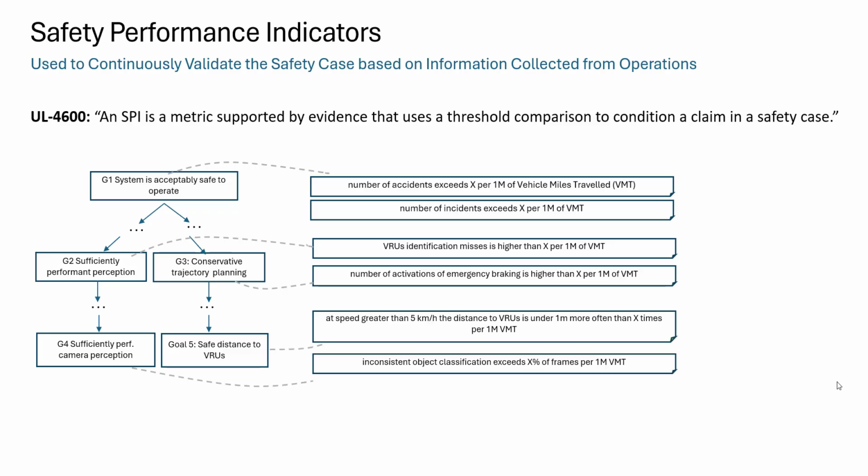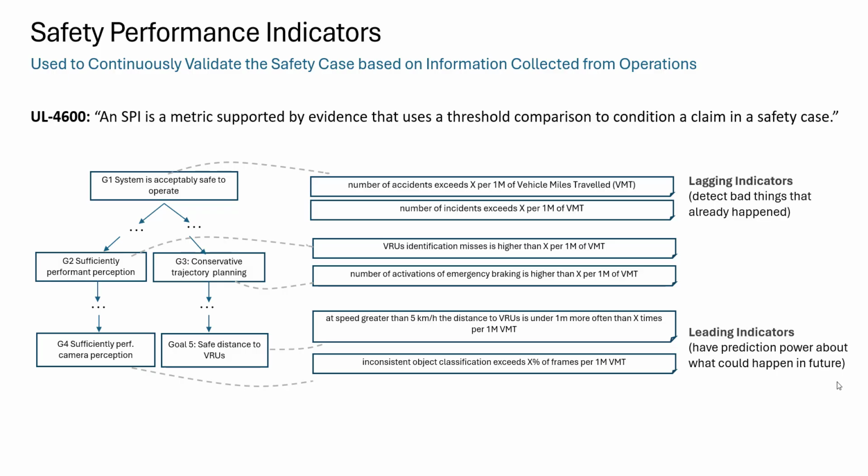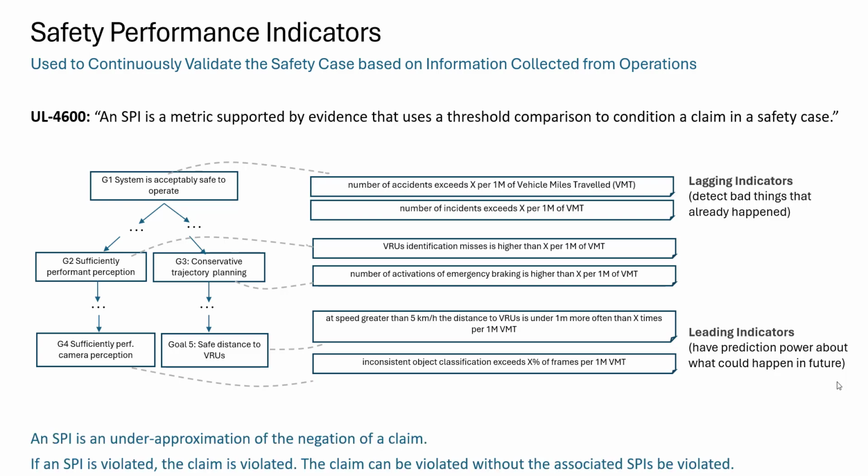Going towards the lower levels of the safety case, we can define SPIs for the performance of the camera, such as the inconsistent classification of objects exceeding a certain threshold per million of traveled miles, and an SPI about keeping safe distance to vulnerable road users. The SPIs associated to the higher level claims are called lagging SPIs. They tell us about bad things which have already happened. The SPIs associated to the lower level claims are called leading SPIs, and they should have a prediction power about bad things which will happen in the future.